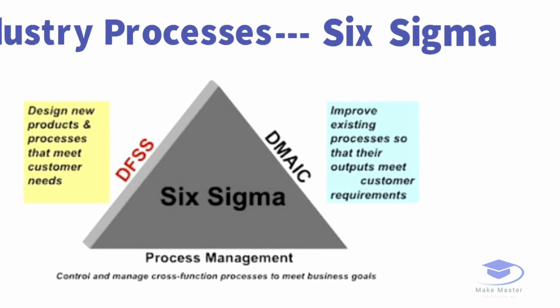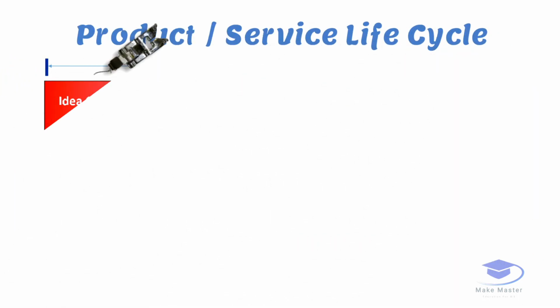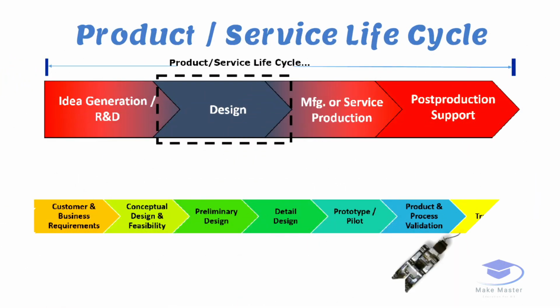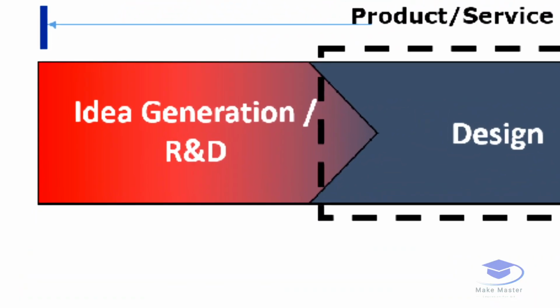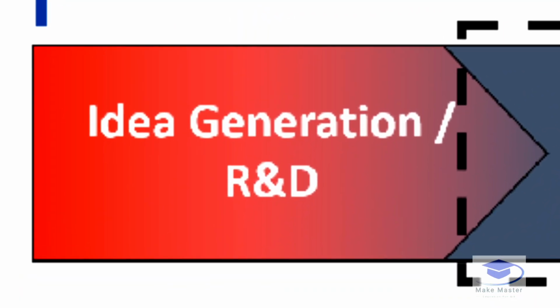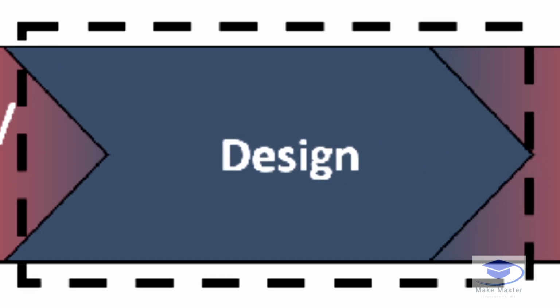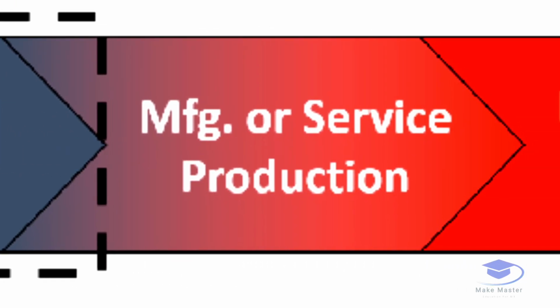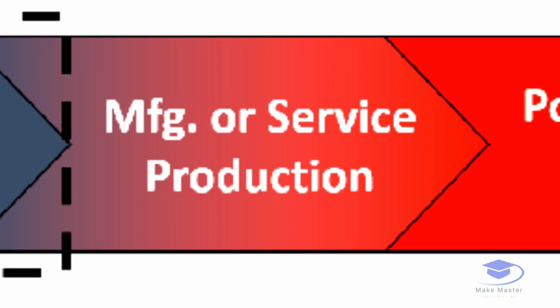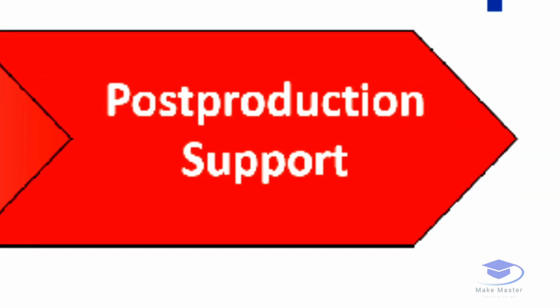Up to now we have seen the processes and information we want to know before we enter into the new product development processes. These are all the prerequisites. Product and service life cycle starts from idea generation and R&D, that is research and development, then moves to the next phase of design, then manufacturing or service production, then post production support.